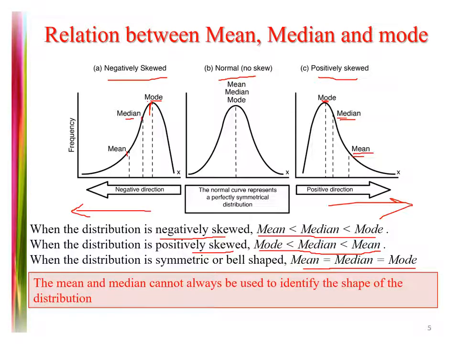All right, the mean and median cannot always be used to identify the shape of the distribution, and that's why, as you already know, an extreme point also affects the mean calculation but does not affect the median calculation. So that situation is not a good method.